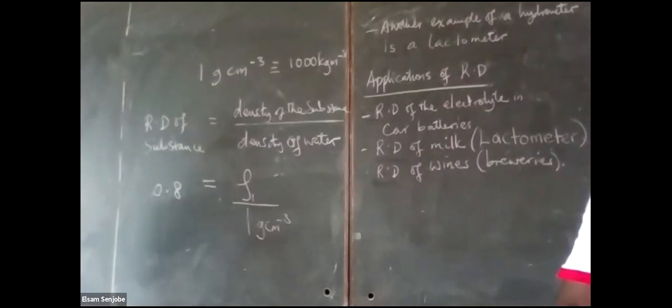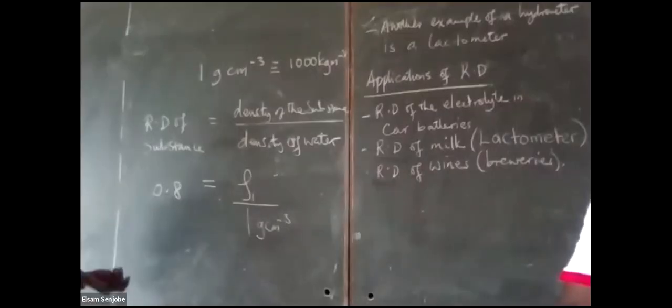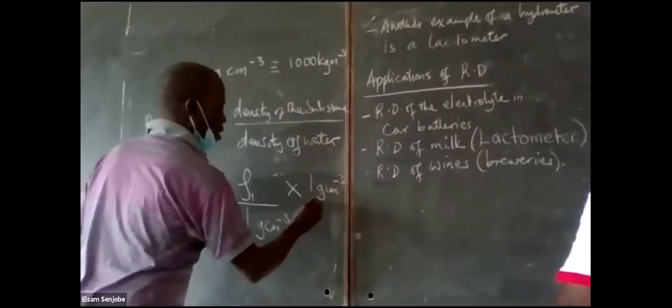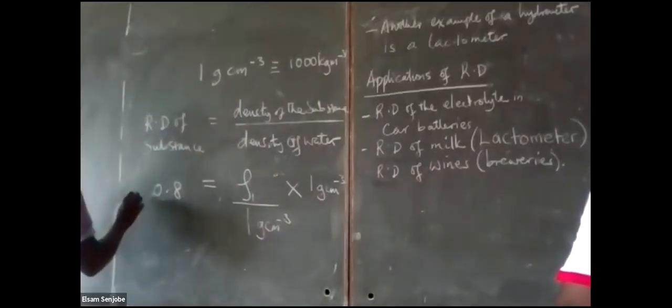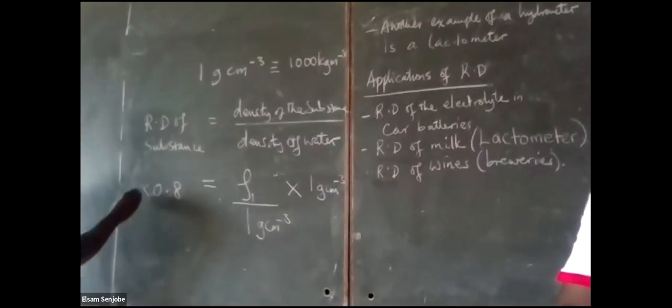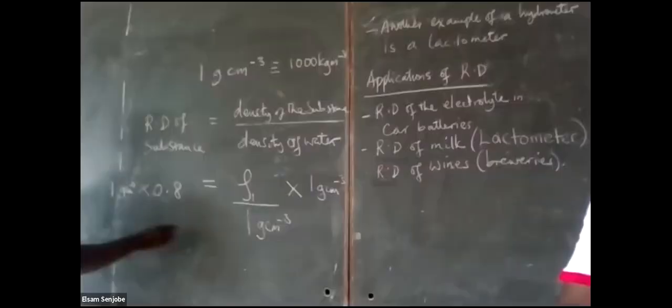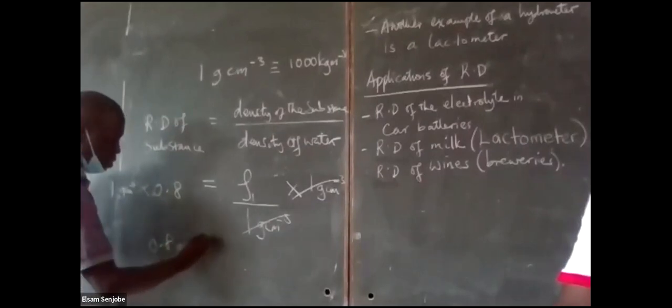Someone give us that answer, Crown. I think you multiply. What will be the answer? It will be 0.8. And this side, I multiply by 1 gram per cubic centimeter, and also this side, I multiply by 1 gram per cubic centimeter. The answer will be 0.8 grams per cubic centimeter.